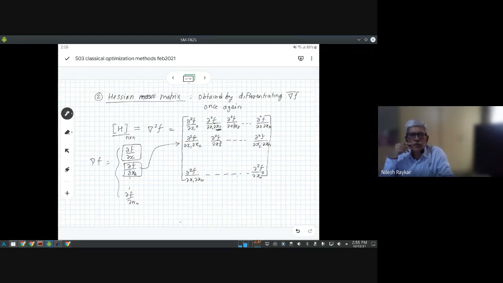So something similar to f double dash x greater than 0, then we know that it's a minima. In this case, the property of the Hessian matrix will determine whether it's a minima or maxima. For that purpose, we need to calculate the Hessian matrix. So in order to deal with multivariate functions, we should be able to calculate the gradient function as well as the Hessian matrix.